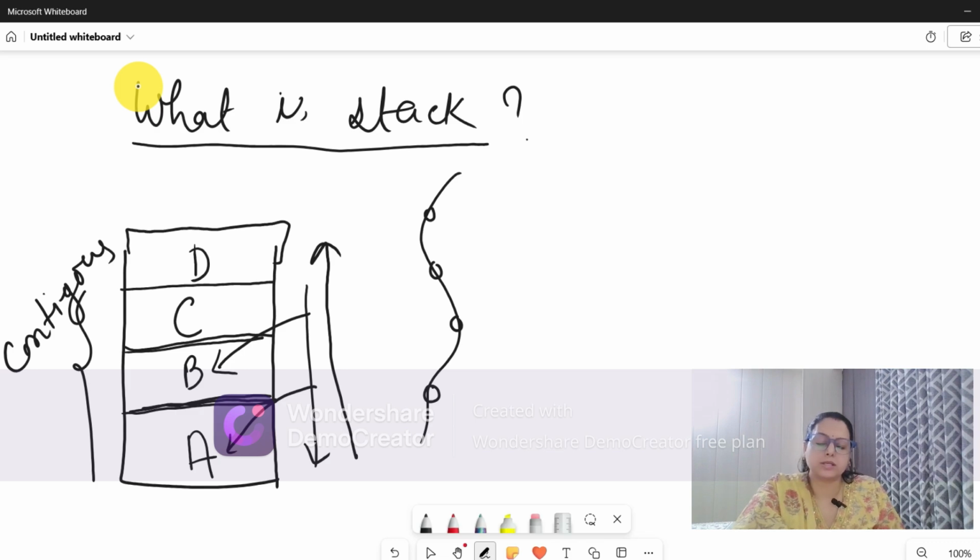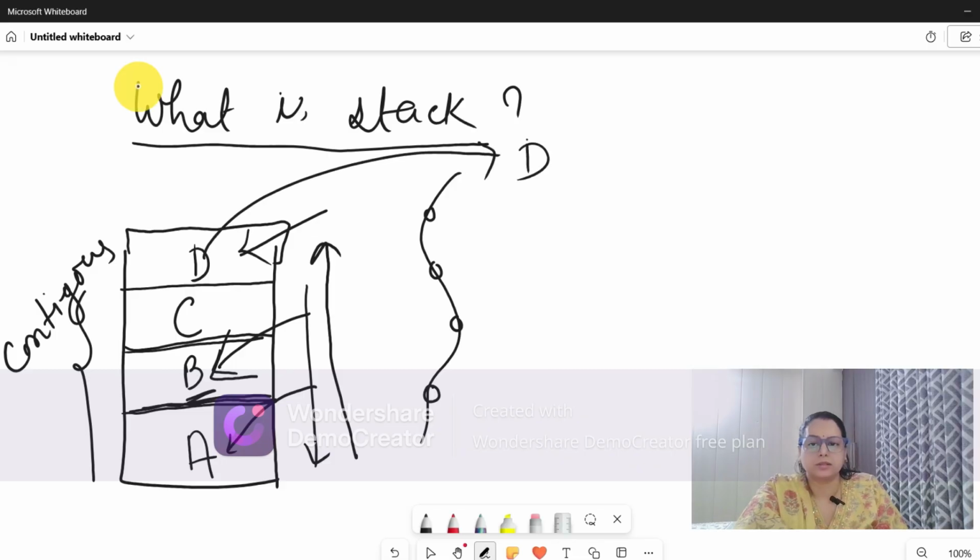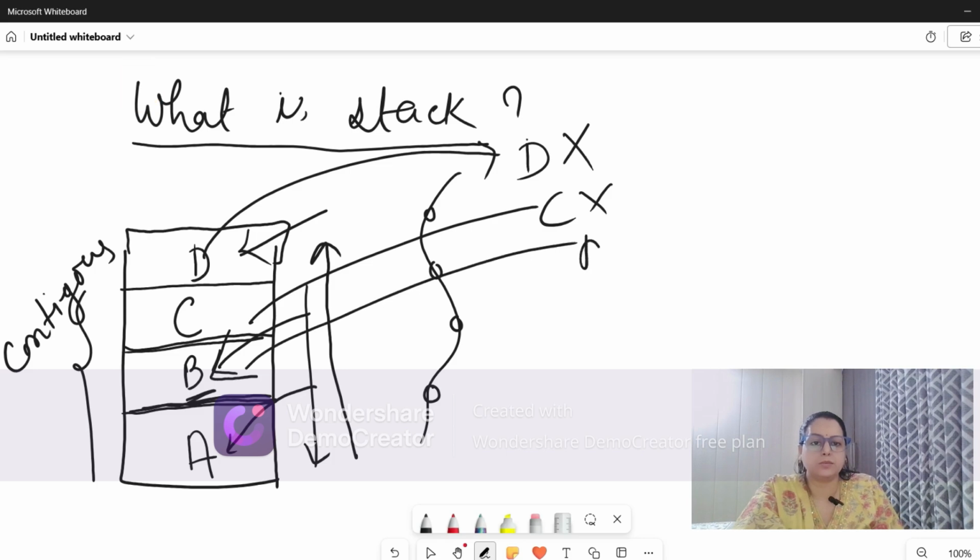Now the question is, if we need to delete the element from the second place, means B should be deleted and any other element wants to come in place of B. Whether this is possible or not in this data structure. Clearly we can see that up to D it is blocked. No path is there to reach B. So what is to be done? First D will be removed. Then C will be removed. And then B will be removed. After that B's place will be empty. This is how this stack works.